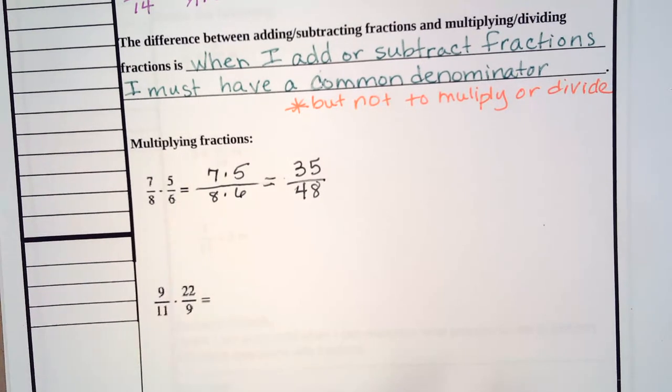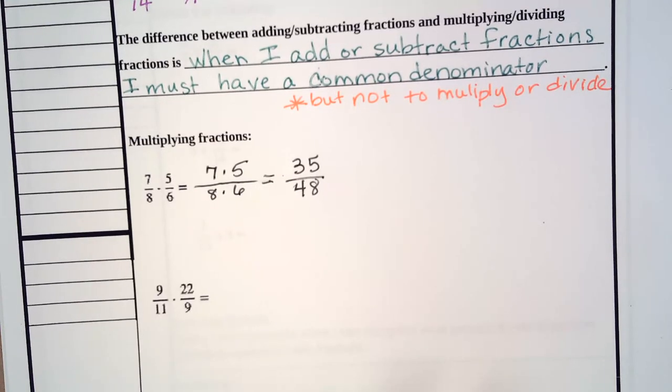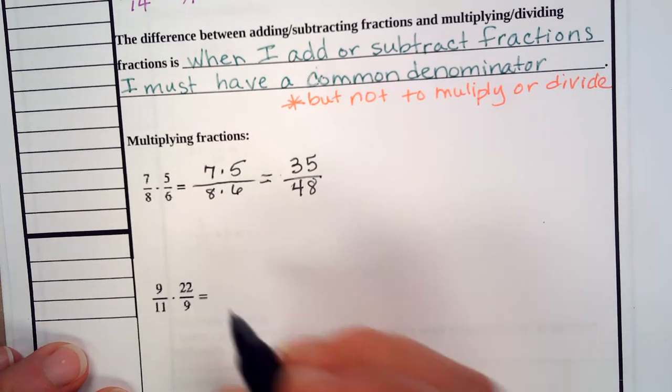If you're looking top and bottom, you can see 7 and 5 are both prime numbers, so there would not be any need to reduce because they would not have common factors. But let's look at the next one.